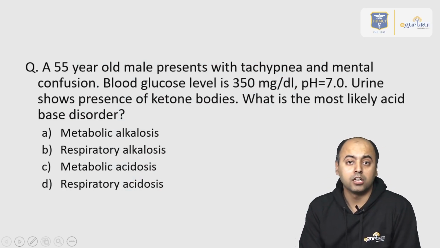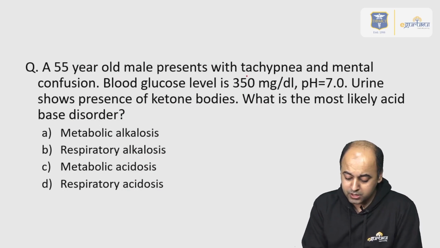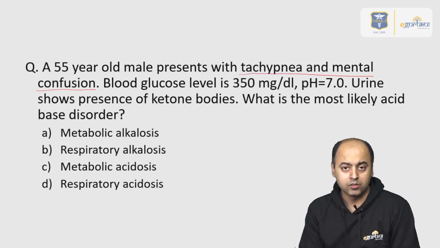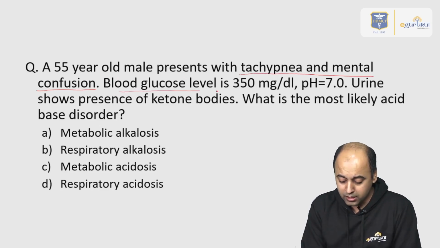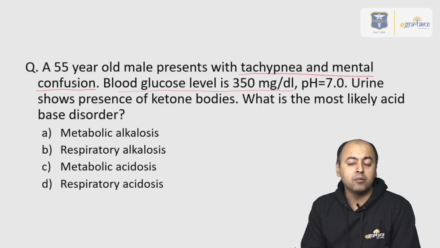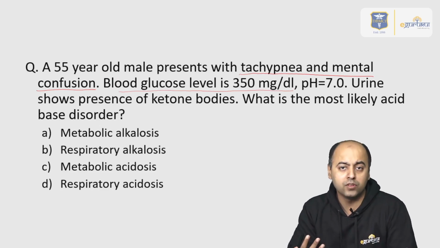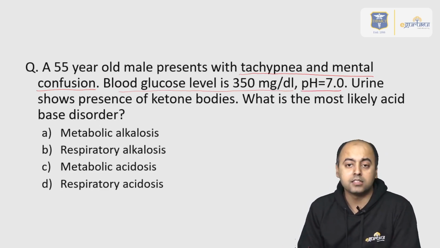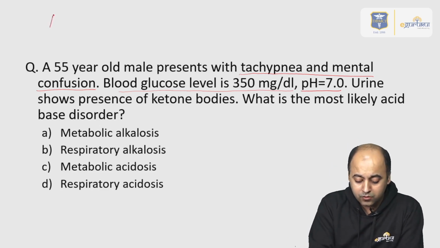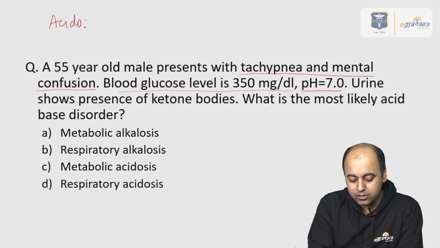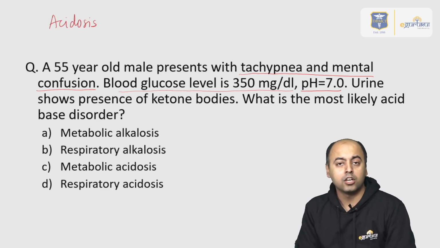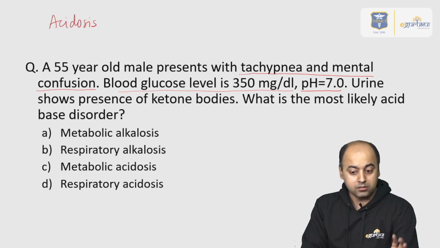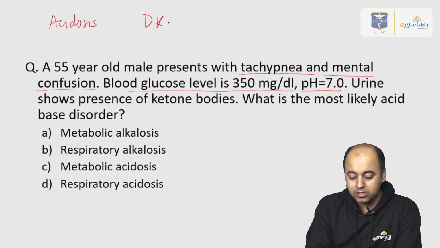Clinical presentation: a 55-year-old male presents with tachypnea and mental confusion. Okay, blood glucose level is 350 milligram per deciliter, so the blood glucose level is high. In addition, the pH is 7. A pH of 7 means we are looking at a type of acidosis. Now in diabetic patients, is there any type of acidosis? Yes, we have what is known as diabetic ketoacidosis.